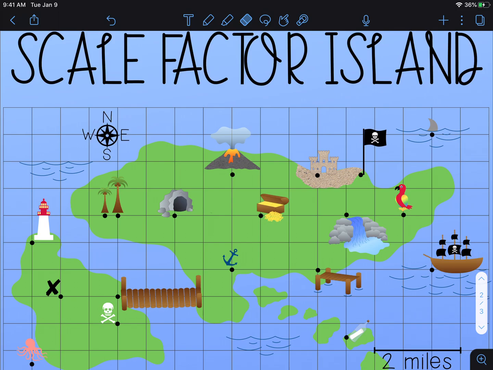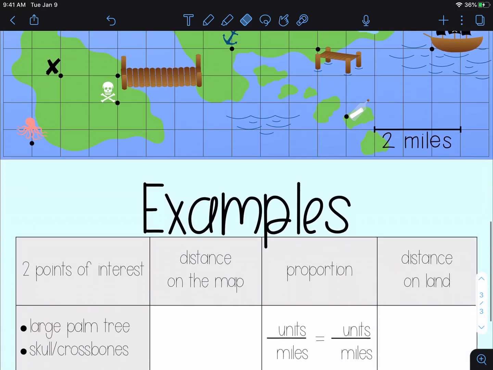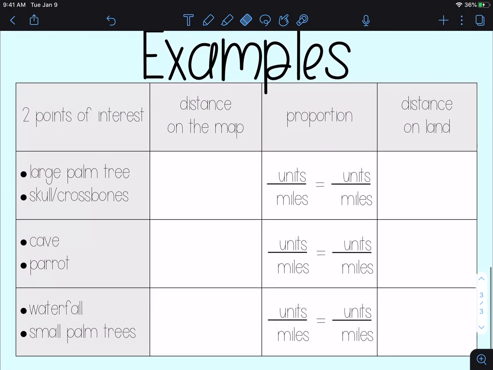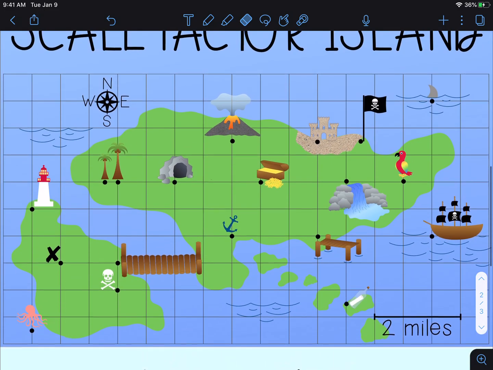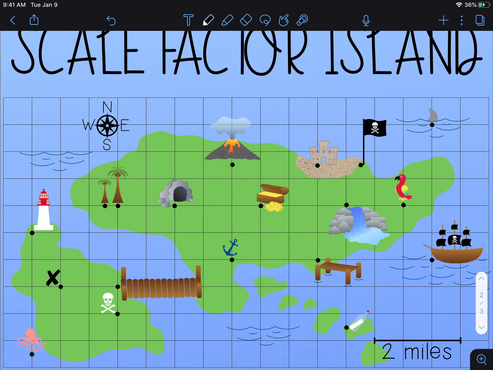In this lesson, you are going to read a map and write proportions to figure out how far away 2 points of interest are on actual land or water. So let's start by measuring the distance between 2 points. Our first 2 points are the large palm tree and the skull and crossbones. The large palm tree is right here and the skull and crossbones are right here. We're going to count the distance between them by measuring or using those squares.